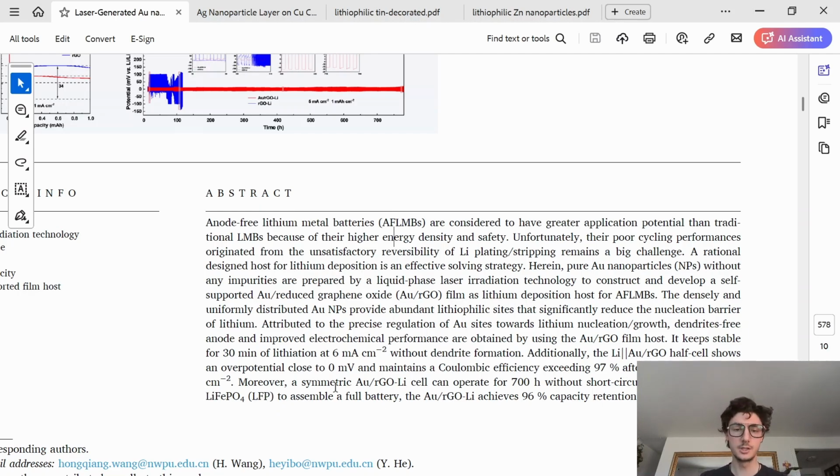Moreover, a symmetric gold/reduced graphene oxide lithium cell can operate for 700 hours without short circuit. When paired with lithium iron phosphate, I think, LFP, to assemble a full battery, the gold/reduced graphene oxide lithium achieves 96% capacity retention after 100 cycles.